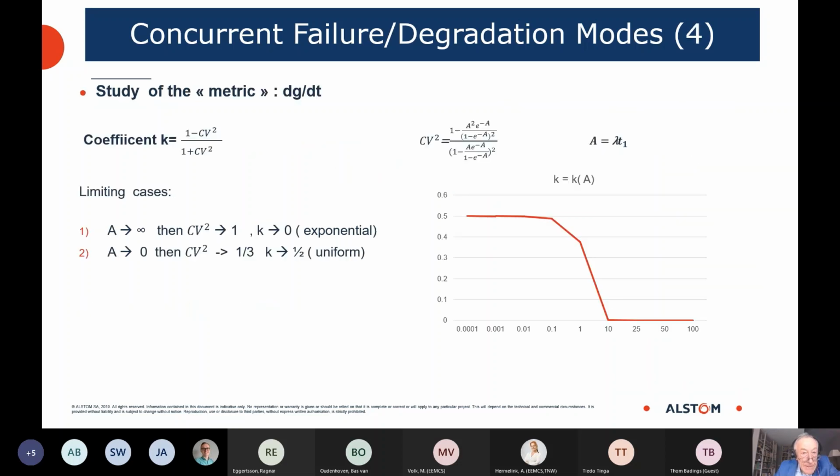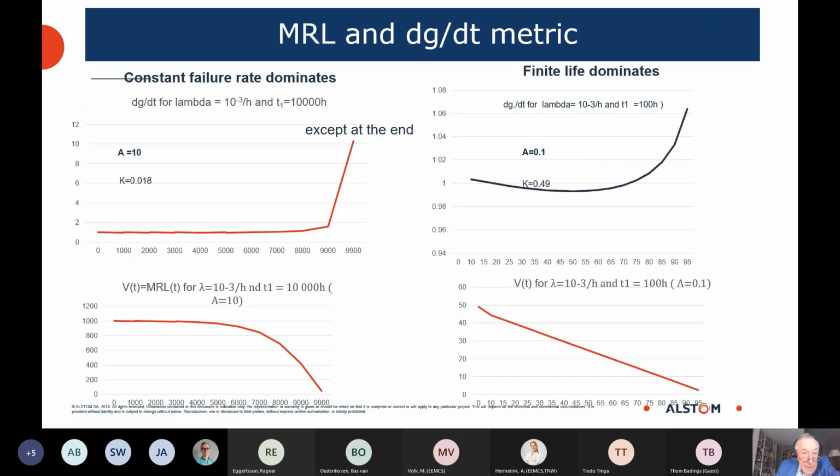So in that case, you have the coefficient of variation. A is lambda T1, and you can see the K factor goes down as A increases, because as A increases, the coefficient of variation increases, and the slope goes down to 0. And at the opposite end, when this coefficient goes to 0, the coefficient of variation goes towards the one of a uniform distribution. But this is an example.